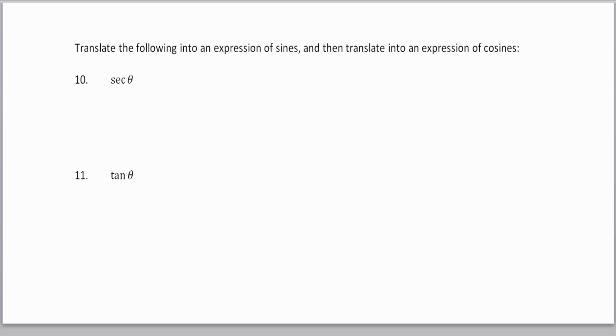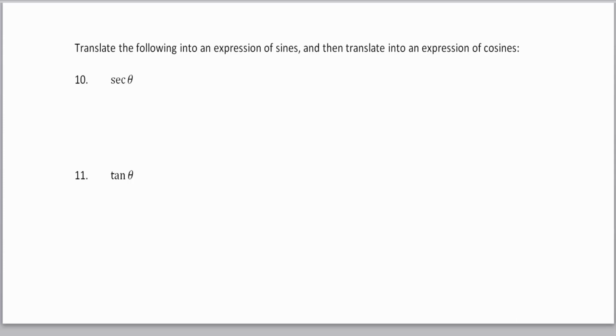Now you might see this in the homework as something like secant theta in terms of sine theta, so it wants you to take the secant theta and turn it into an expression of sine. There are different ways of writing a problem like this, and this is the way that I'm going to express it. I want you to take the secant and tell me what that is as an expression of sine, and also as an expression of cosine.